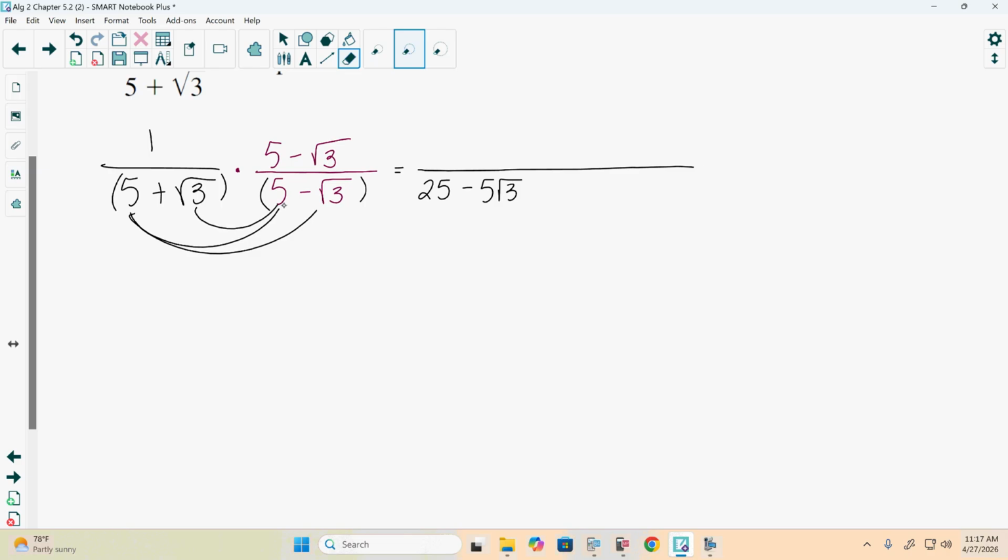Now we're going to do the same thing with square root of 3. Square root of 3 times 5 is going to be plus 5 square roots of 3. And lastly, square root of 3 times negative square root of 3. Positive times a negative is a negative. Still have the square root. Multiply what's inside. 3 times 3 is what?